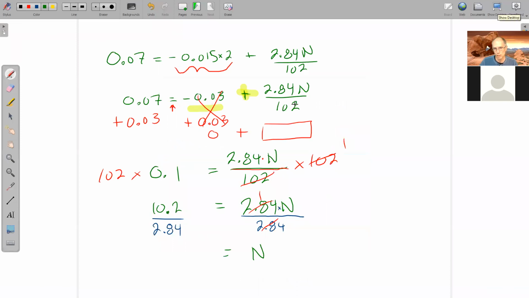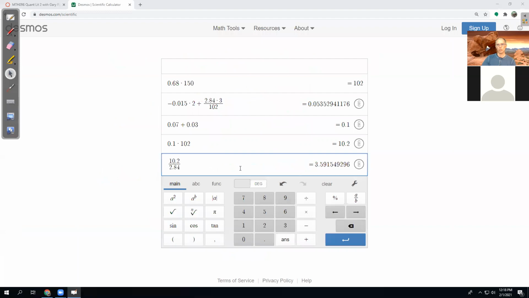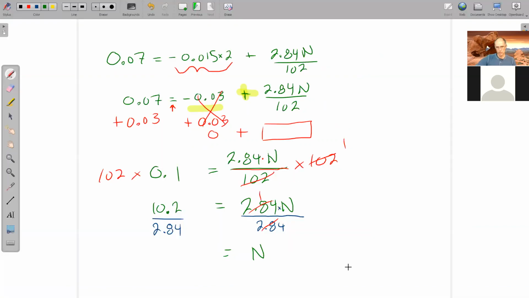And all this stuff that I write down, I'm hoping you write all of this down too. And when I grade your test, I'm going to be looking for work like this to confirm you did the stuff yourself. So that division, I'm going to go to 2 decimal places, 3.59. Now remember, this is the number of drinks.